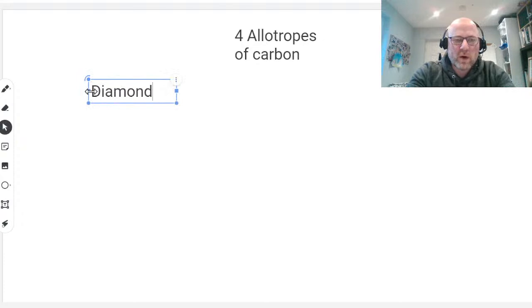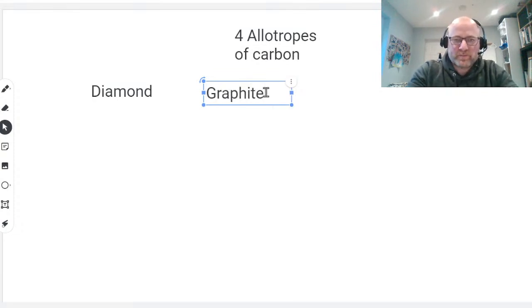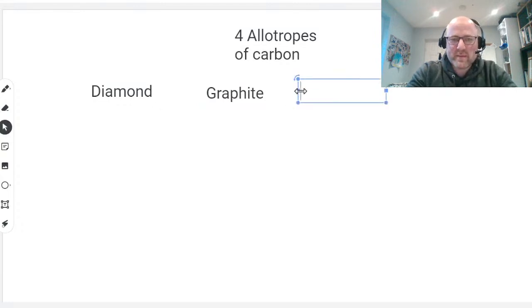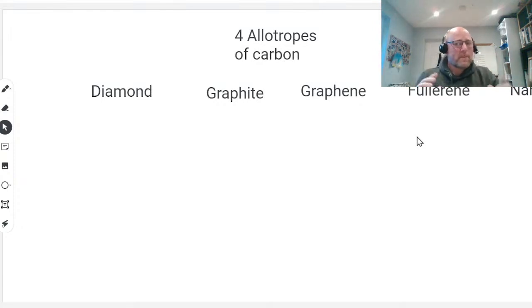So, if you're wondering what an allotrope is, it is just a substance made of the same element, but the particles are arranged in a different way. So we've got diamond, we've got graphite. For some of you, you need to know graphene. And we've got fullerene, also known as buckyballs or Buckminster fullerene, and we've got nanotubes. That's kind of five allotropes, but really nanotubes are fullerene. So nanotubes are fullerene, they've just been rolled into a tube.